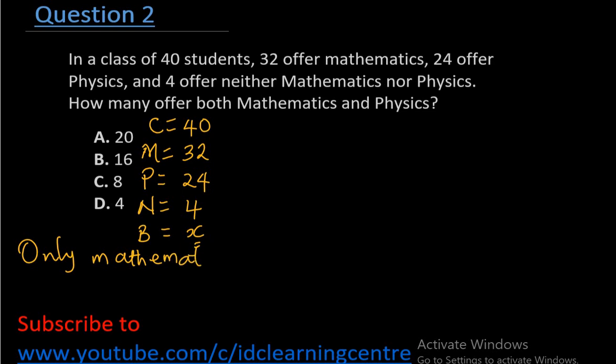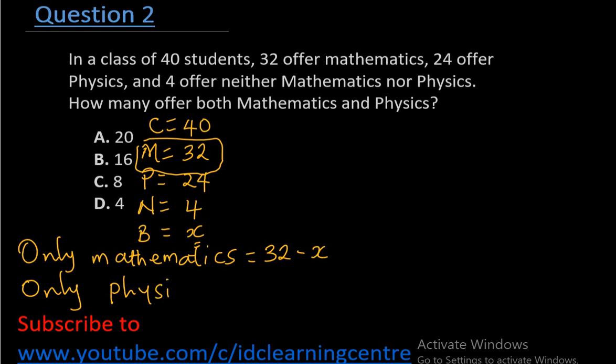Here, the number of students that offers only mathematics will be, remember, the total number of students that offers mathematics, which is 32, minus X, which offers mathematics and physics. Remove the number that offers both maths and physics, and you get the number that offers only mathematics. Now, the number of students that offers only physics will be the total number of students that offers physics, which is 24, minus X, which offers mathematics and physics.